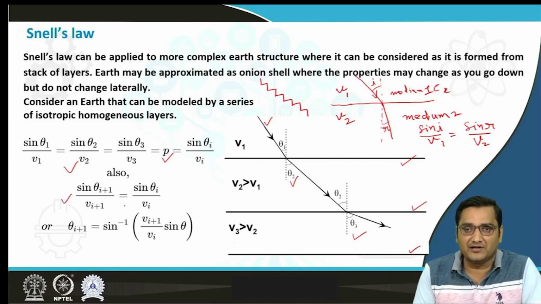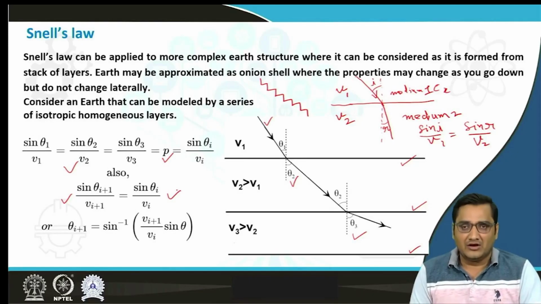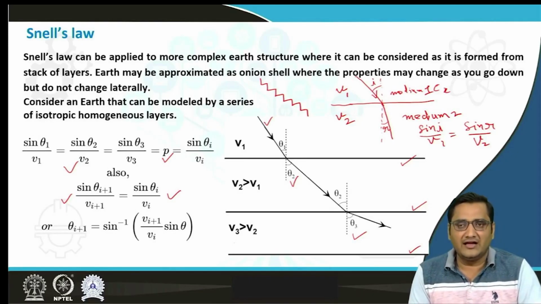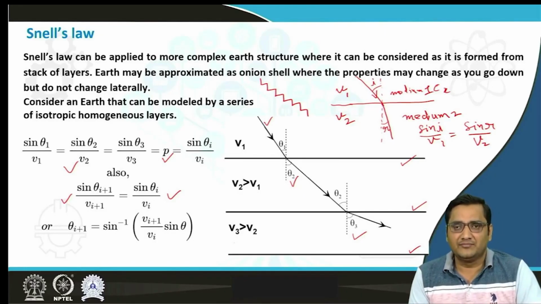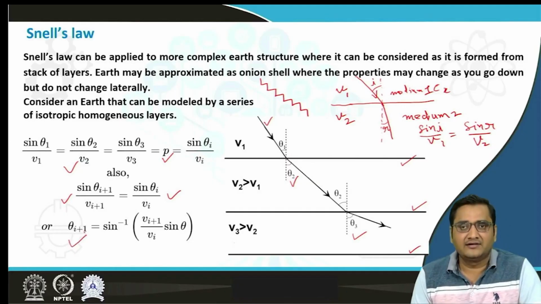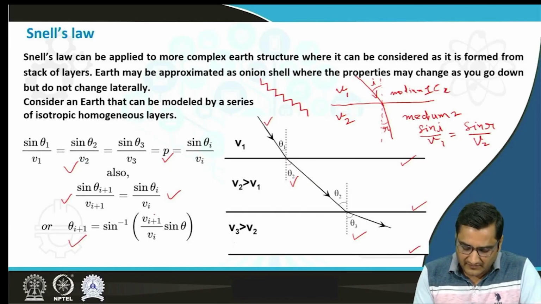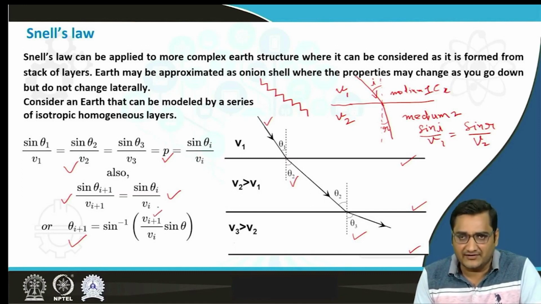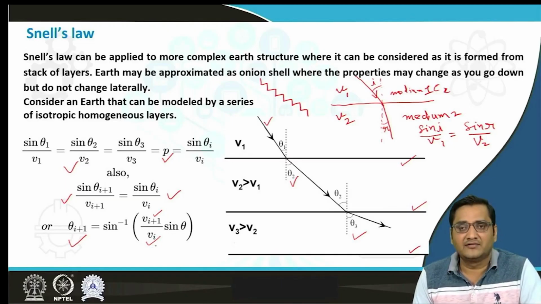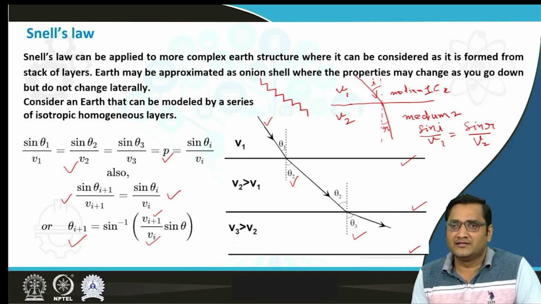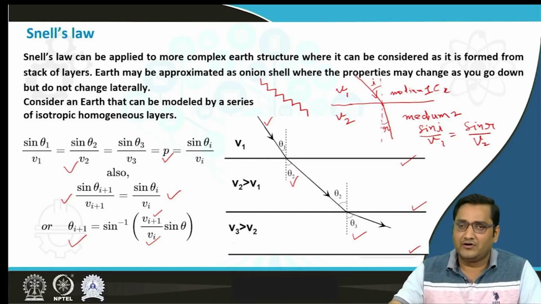As per Snell's law in the generalized form, we can write sin theta i plus 1 by V i plus 1 equal to sin theta i by V i. If we want to find the angle at which the ray will be refracted into a medium, which relates to the velocity of that medium, the velocity of the medium above and the incident angle of the wave in the medium above, it can be written as theta i plus 1 equal to sine inverse of the velocity of the medium into which the ray is refracting, divided by the velocity of the medium in which the ray is incident, multiplied by the sine of the angle of the ray incident in the medium above. So that is the generalized form of Snell's law.